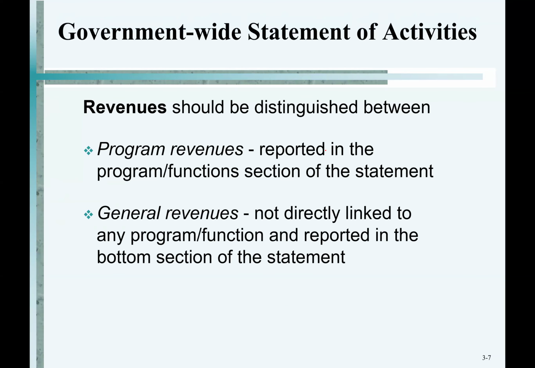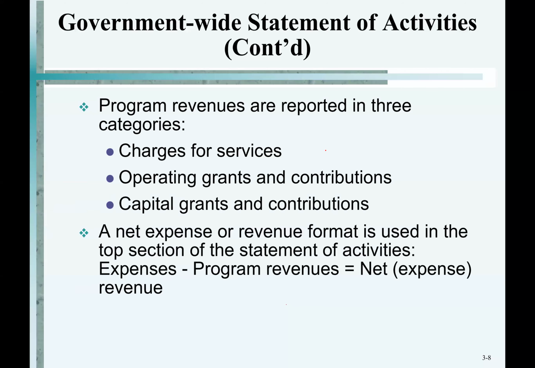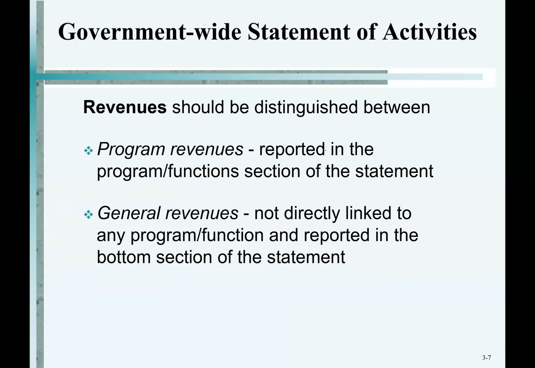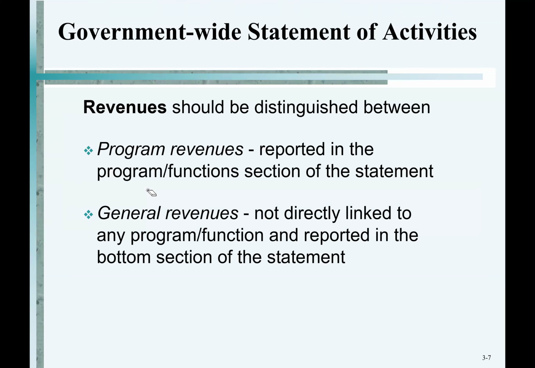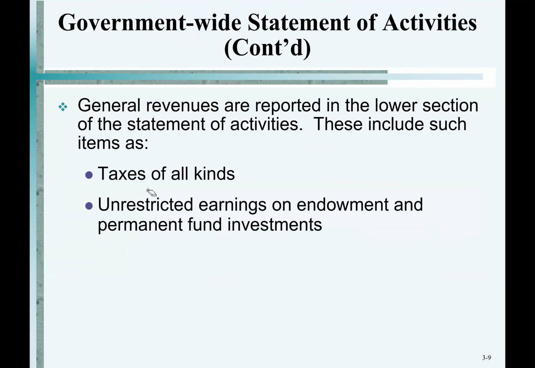And then you can see we had the net expenses, right here, the net expenses, because those program revenues will defray some of the cost of the various programs, right? And then you come over and you can see that we had the taxes of all kinds down there on the lower section. I'm not going to flip back again. I think you saw that that was down at the bottom. Remember, I said it was sort of an upside down income statement.